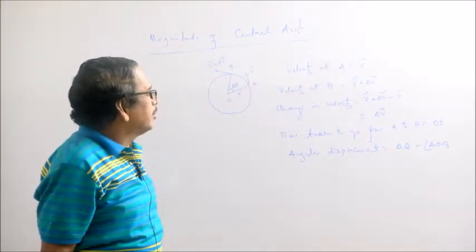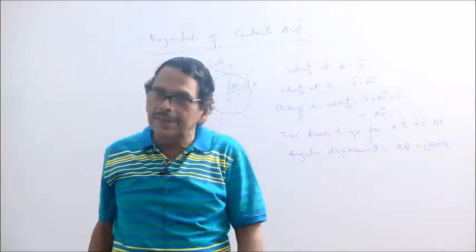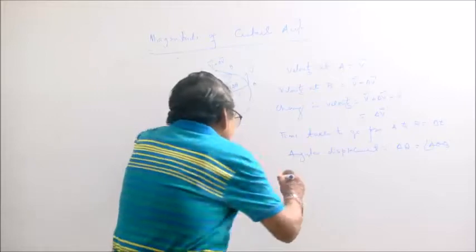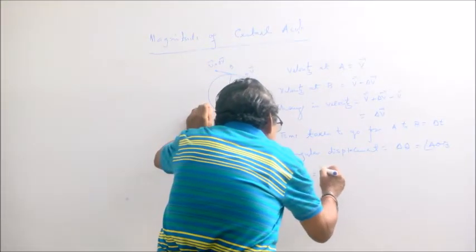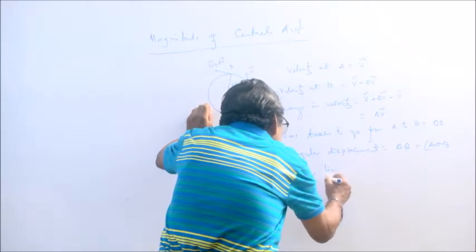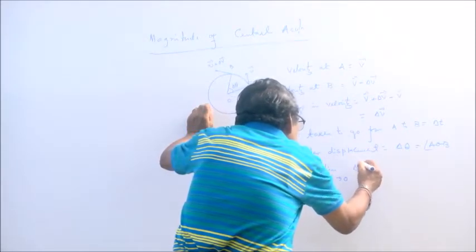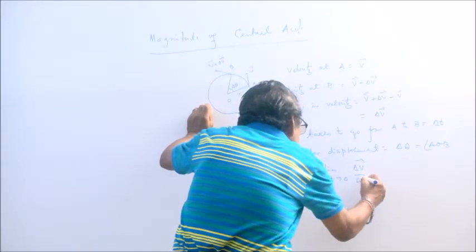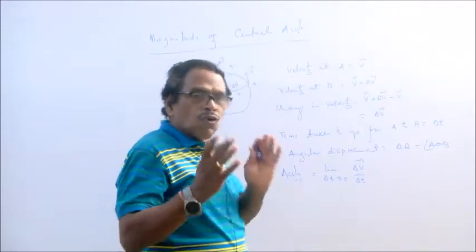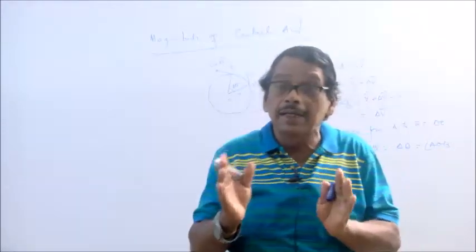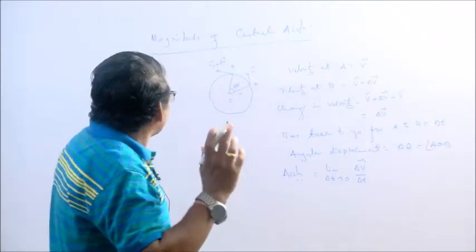So, what will be the acceleration of the body? Change in velocity is delta V, time taken for the change is delta t. So, acceleration is equal to limit delta t tending to 0, delta V by delta t. We will find out the expression for this delta V by delta t. So, let us consider a vector triangle.